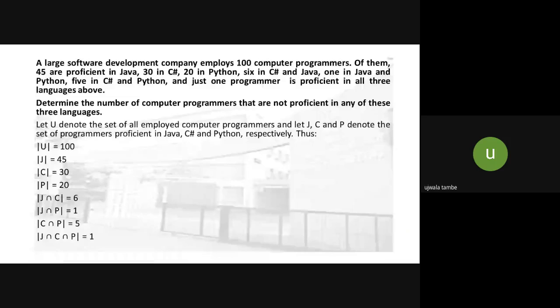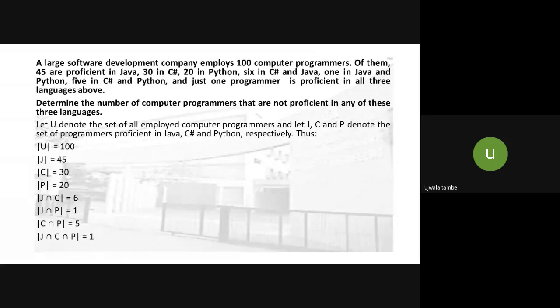Okay. So write down this example. A large software development company employs 100 computer programmers. So this is the total number of programmers, that is U is equal to 100, right?